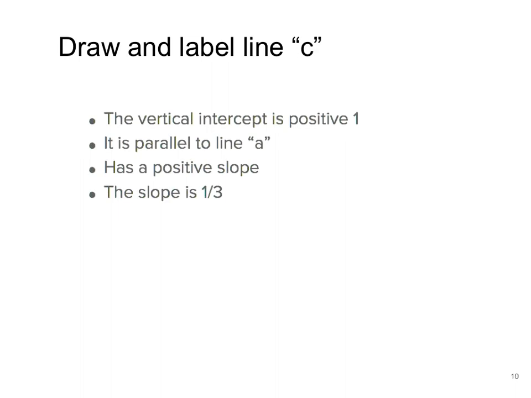Here is line C. The vertical intercept is positive 1. It is parallel to line A. It has a positive slope, and the slope is positive 1/3. Graph your line and label it line C. So go ahead and pause.